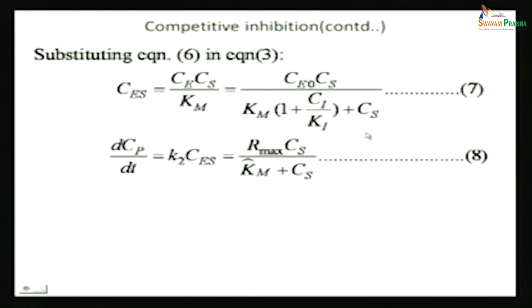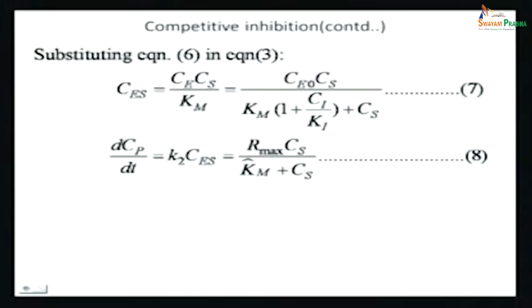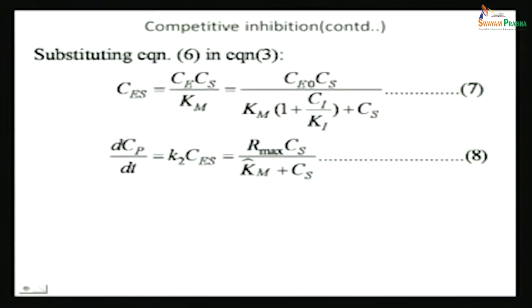So by analogy, what would be your Rmax and your Km? What is Rmax? Rmax remains the same, which is K2 into C naught, and I discussed this in the last class. So who will tell me, intuitively, why is Rmax equal to K2 into C naught? Yes, if all the enzyme actually reacted and formed product, then the reaction rate would simply be K2 into C naught. So your Rmax equals K2 into C naught, and Km hat is this quantity.